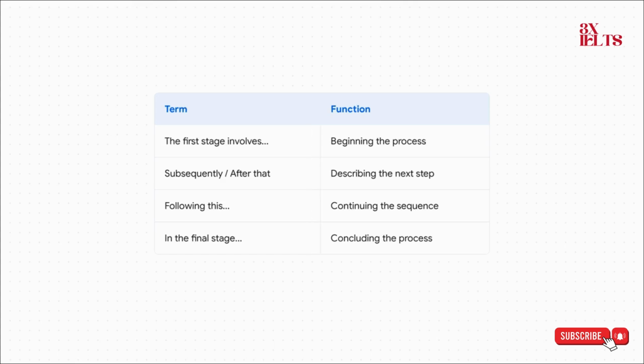And finally, you need the glue that holds all the steps together. These are your sequencing words. They act like little signposts that guide the reader smoothly from one stage to the next. You can start with, the first stage involves, move on with words like subsequently or following this, and then wrap it all up with, in the final stage. This is what creates a logical, easy-to-follow story.